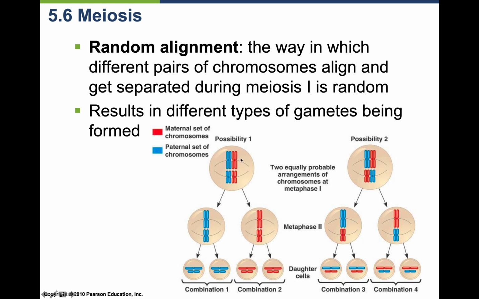So here's an example of them aligning perfectly with the paternal chromosomes on one side, the maternal chromosomes on the other. As they move through meiosis, you come down here and you have just 2 different combinations. Okay, so this is combination 1, combination 2. But if they align randomly without any crossing over whatsoever, you can see that you can get a 3rd and 4th combination.